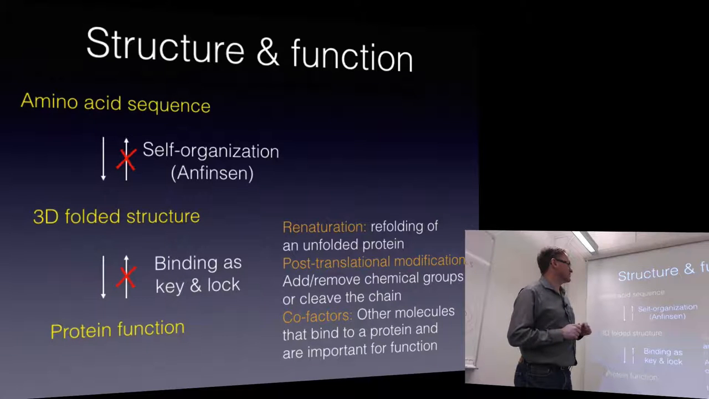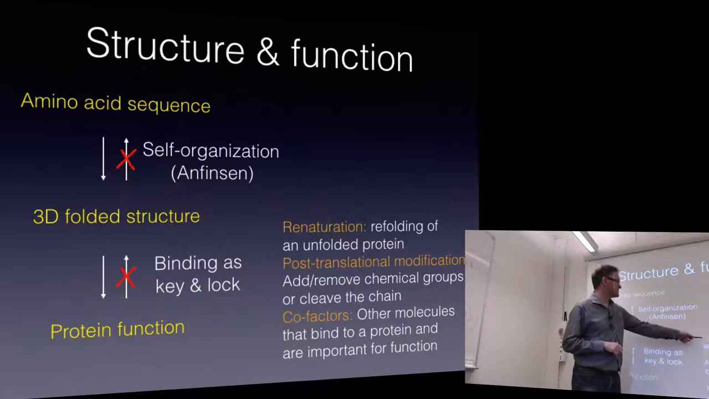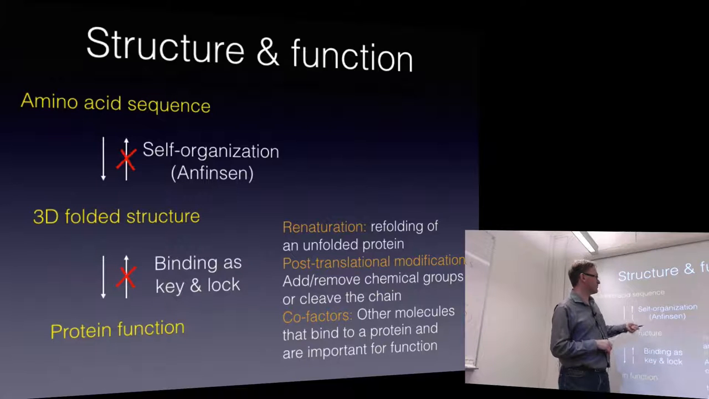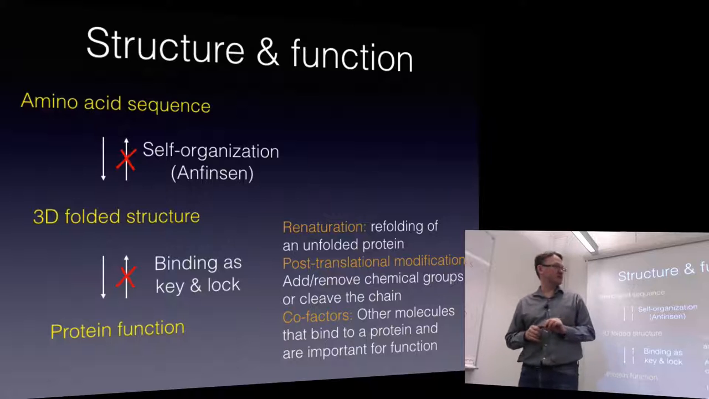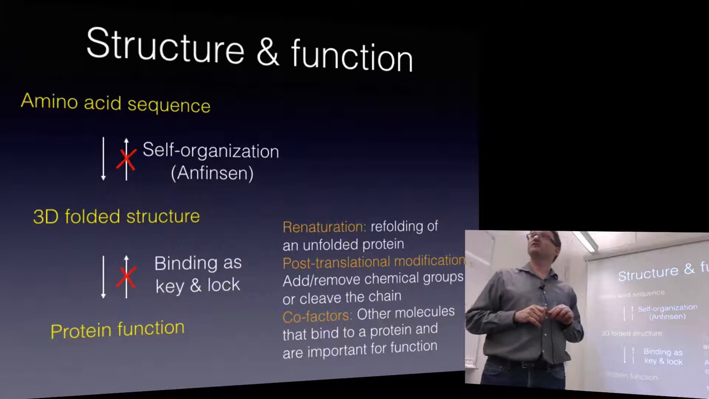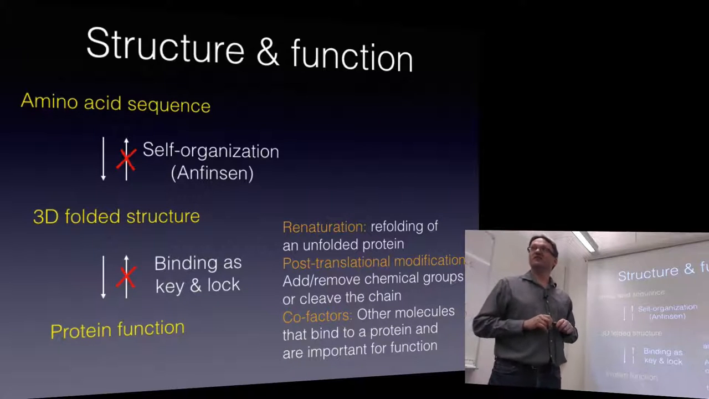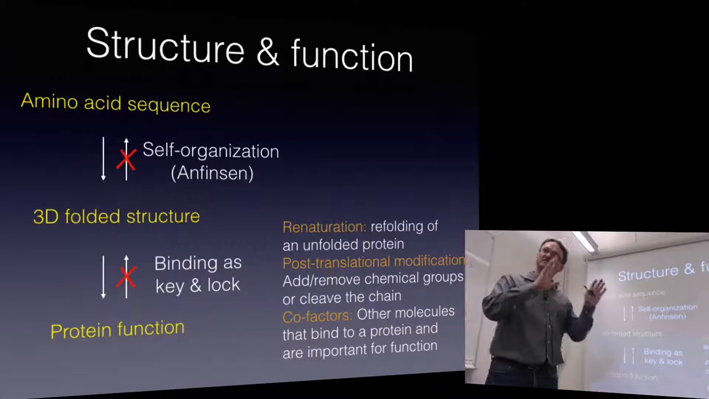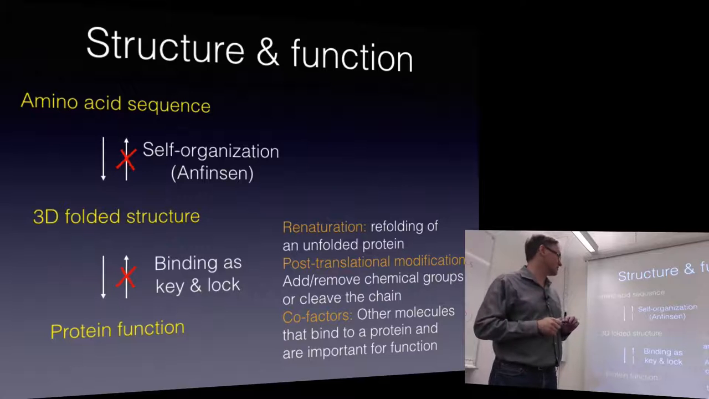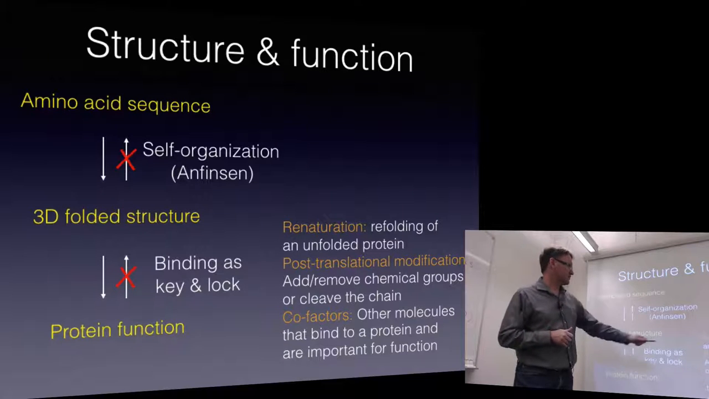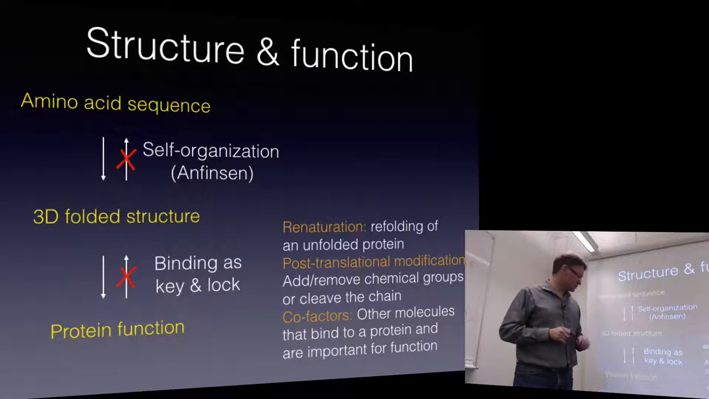And then there are complications. What Anfinsen showed is what's called renaturation, that you can destroy a protein and then refold it again. Then there are, of course, a couple of exceptions that complicate it a bit. You frequently have post-translational modification, where you might bind something or somehow change the chain. For insulin, that's actually the case. We cut the chain in a complicated way. And for things like hemoglobin, we might have to bind other molecules to get the function.